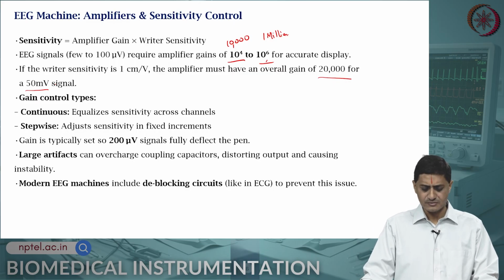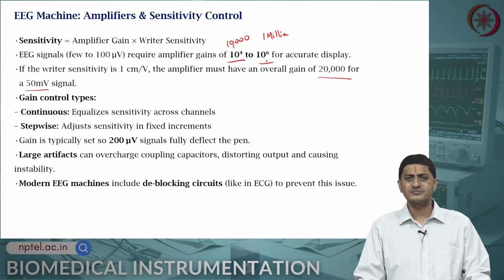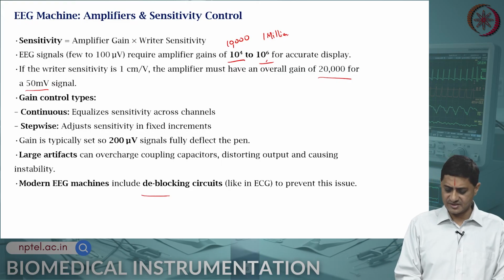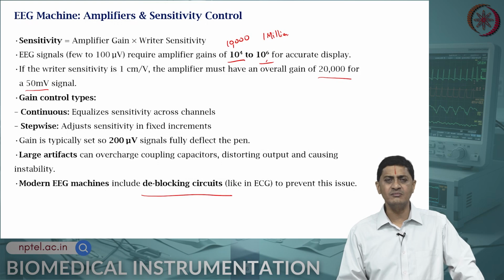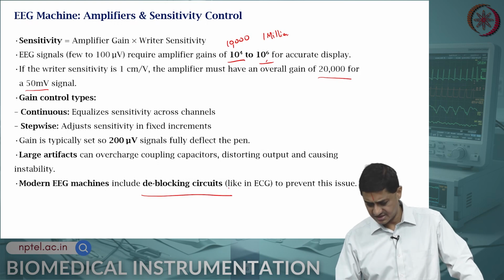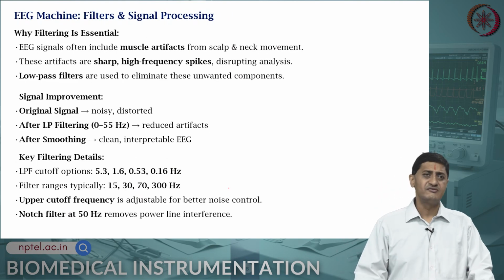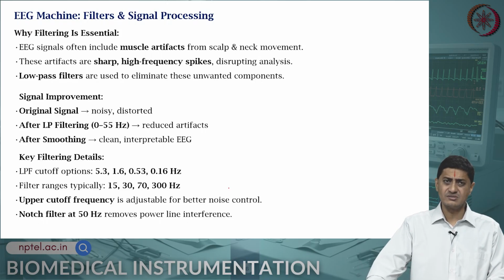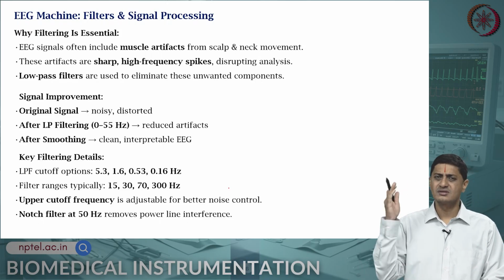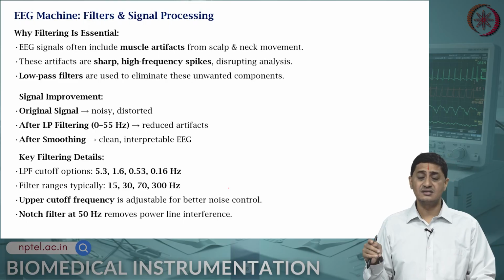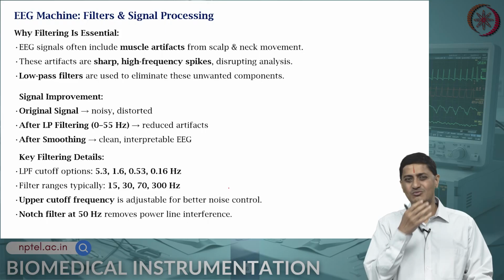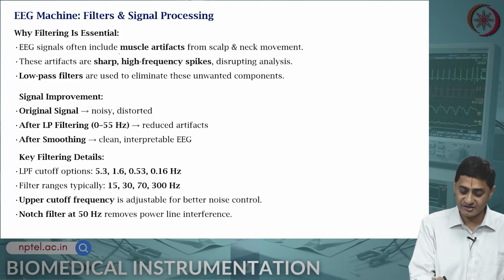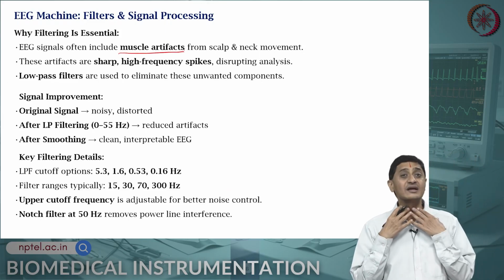Modern EEG machines have some protective systems like deblocking circuits like in ECG to prevent these artifacts from overcharging the capacitors. Filtering is absolutely essential because blood flow can cause movement artifacts. Then any movement, as the person is speaking, eye blinking, all these things, facial movements, all these things will cause muscle artifacts or movement artifacts from the scalp and neck movements of this.